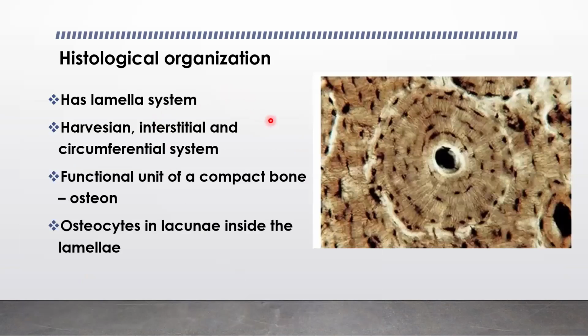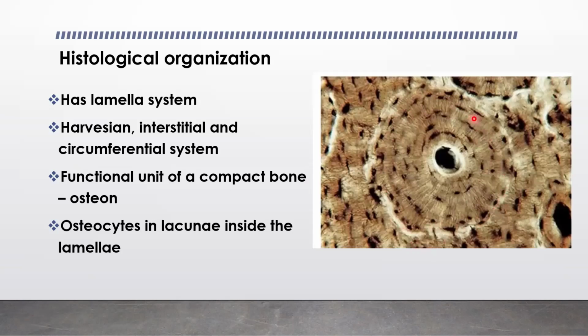For the histological organization of the bone, you'll appreciate it has a lamellar system. So you can appreciate here is the lamellar system. These are the concentric rings. For example, you can appreciate here is the haversian canal. Then you have rings surrounding the haversian canal. These are the lamellar system.